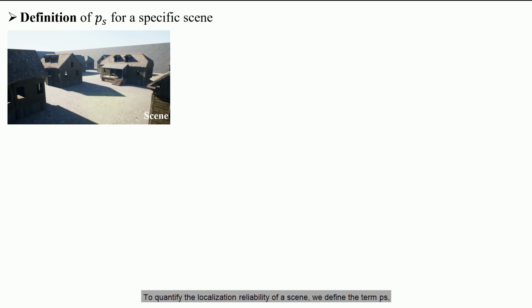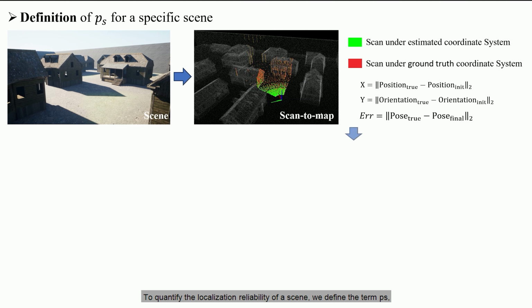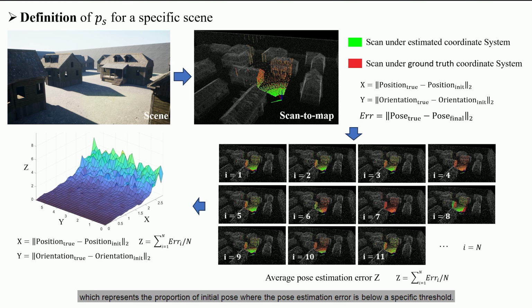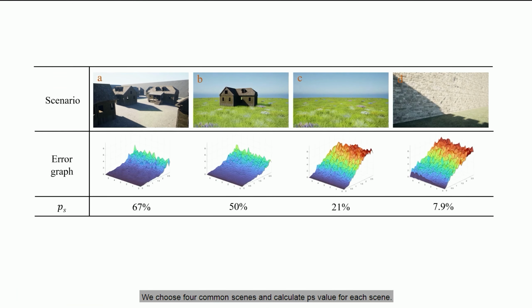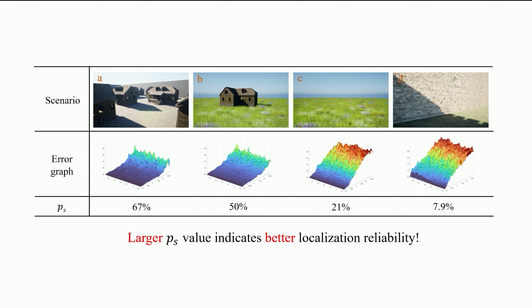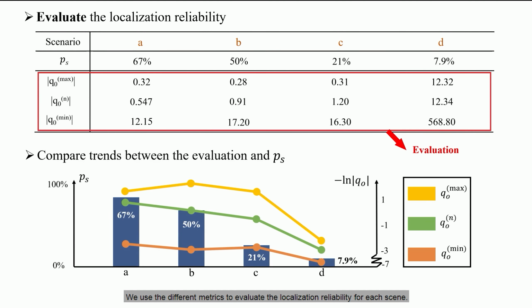To quantify the localization reliability of a scene, we define the term PS, which represents the proportion of initial pose where the pose estimation error is below a specific threshold. We choose 4 common scenes and calculate PS value for each scene. According to the definition, larger PS value indicates better localization reliability. We use the different metrics to evaluate the localization reliability for each scene.